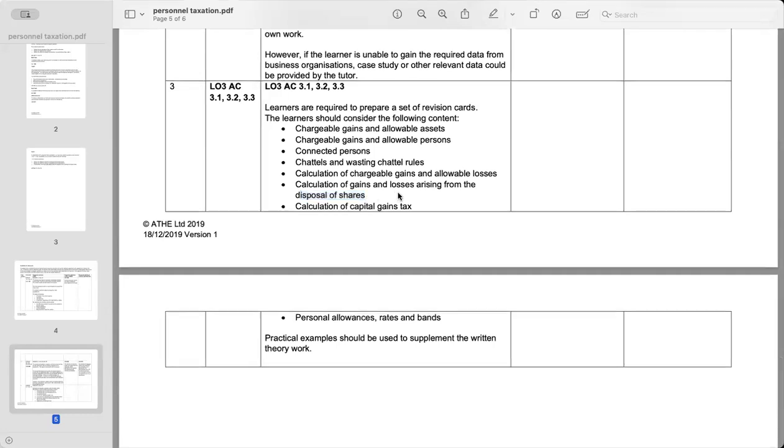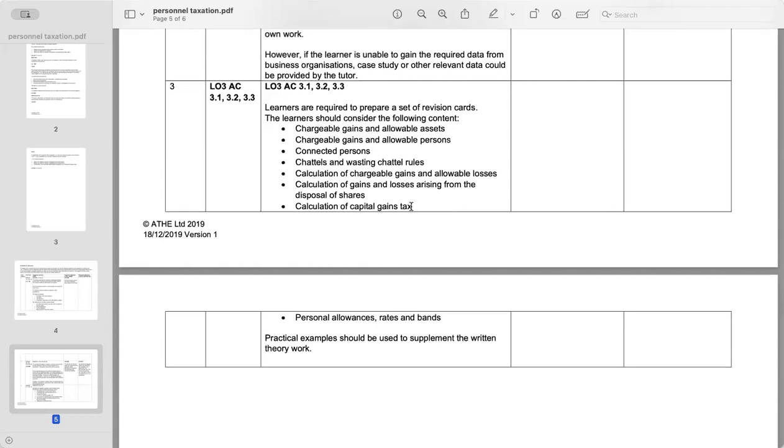Then we discussed calculation of capital gains tax. Capital gains tax rates and allowances vary depending on factors such as the individual's income level and the type of assets being disposed of. So personal allowances and tax bands determine the amount of capital gains that are subject to tax and the applicable tax rates. Yeah, that's it.